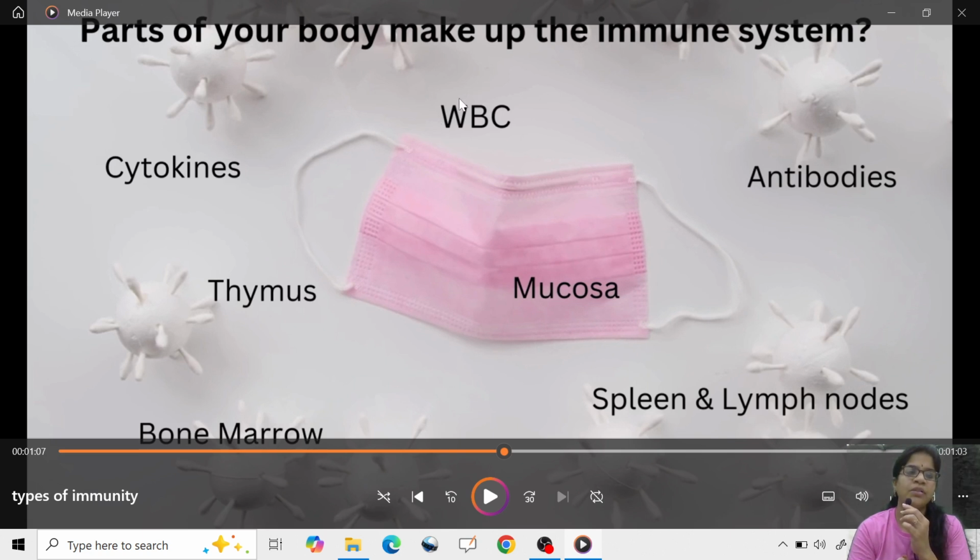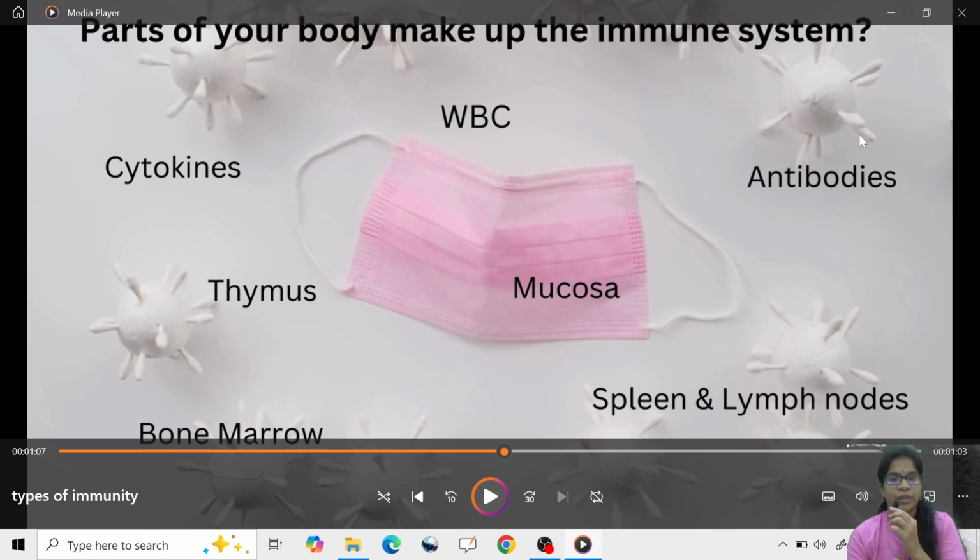So these are the major scavengers of the body, which really help you to destroy the infection. And you have the cytokines that have been released by the T lymphocytes, and antibodies produced by the B cells. So T and B, I will let you know the full form of T cells and the full form of B cells.